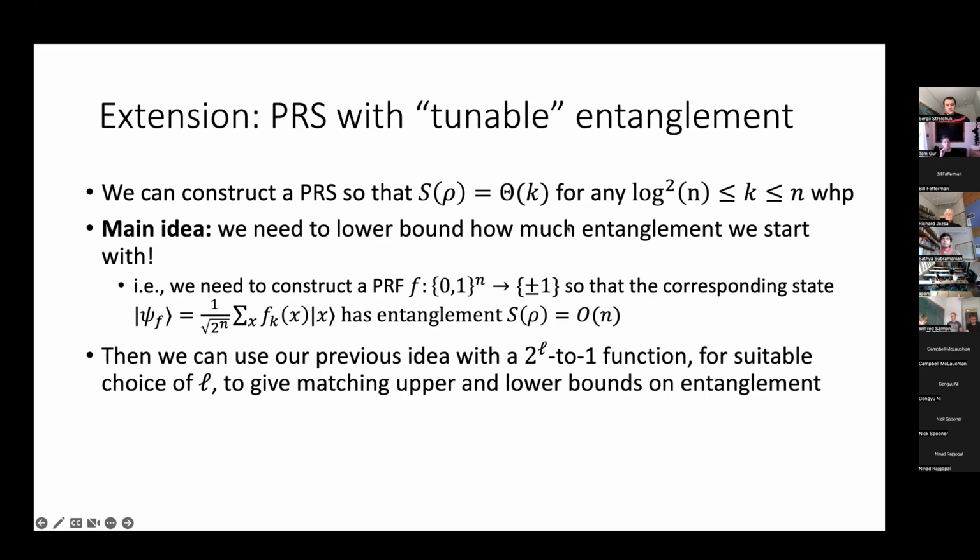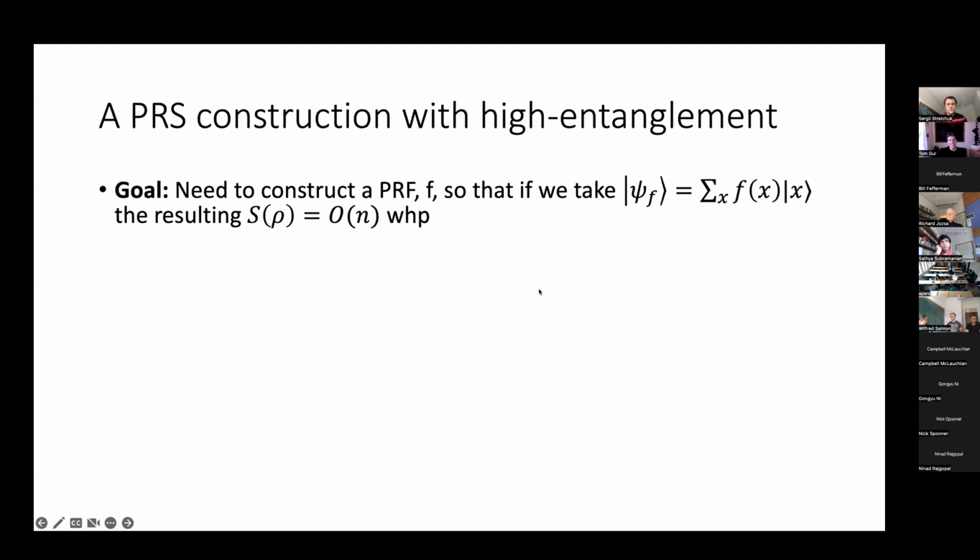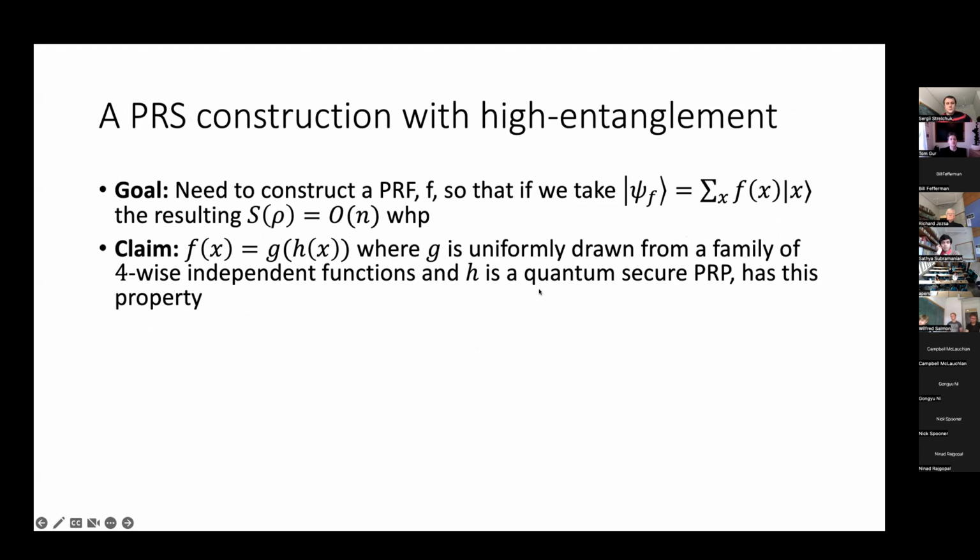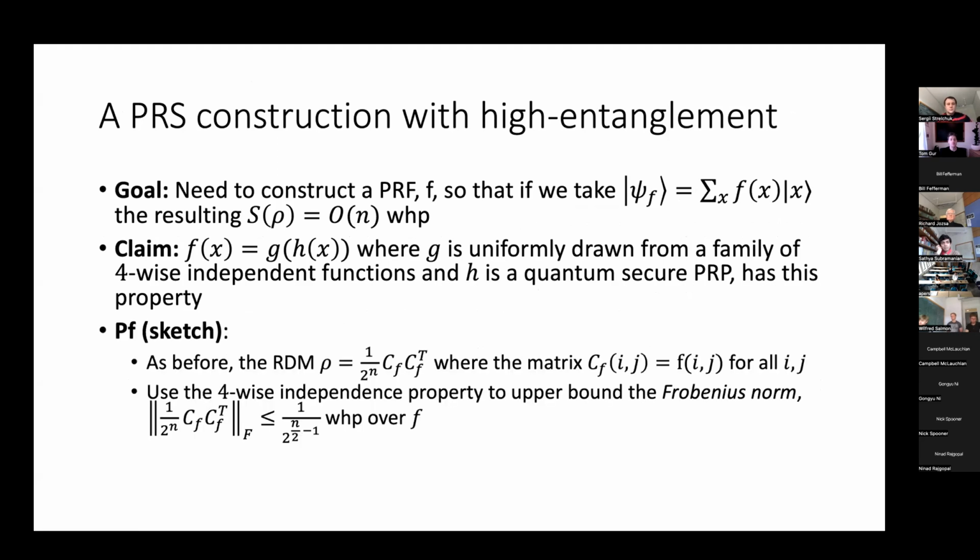And then the idea is, once you know how much entanglement exactly you started with, in particular a lower bound on how much entanglement you started with, then you can use the same idea that we had before, with a 2 to the L to 1 function that reduces the rank by repeating rows. By choosing L carefully, you can get an exactly matching upper and lower bound on entanglement. So that's the idea. I feel like I'm going to run out of time, so I'm not going to tell you about this high entanglement construction. You can read about that when our paper comes out.